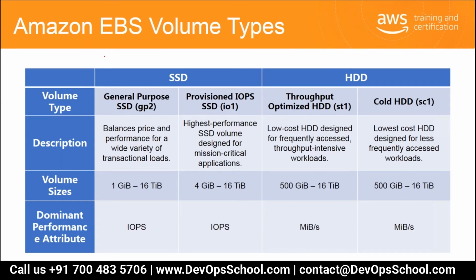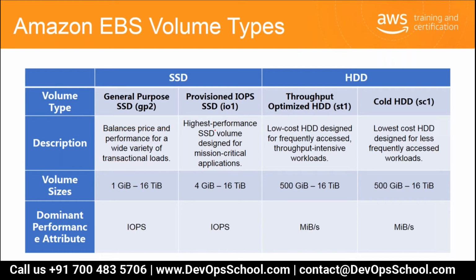EBS volume types, as I told you, are SSD and HDD, two types of volume types. One is general purpose SSD GP2, then provisioned IOPS SSD, then throughput optimized HDD and cold HDD. There are these 4 types which you can choose from, and the description is also mentioned. General purpose balances price and performance for a wide variety of transactional loads. By default, you will go for general purpose SSD.